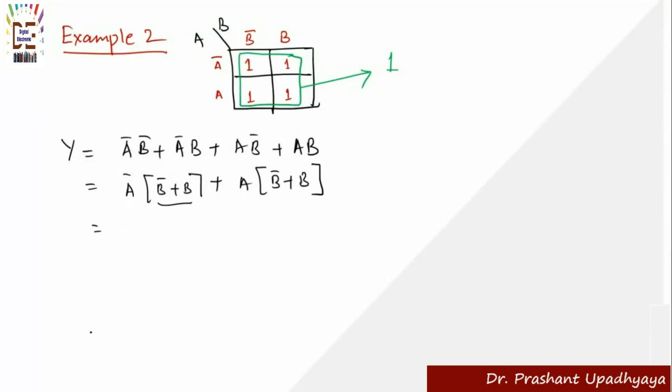Okay, what is B plus B bar? This is 1. What is this? This is also 1. So I will be left with A bar plus A. What is A bar plus A? It is also equal to 1.